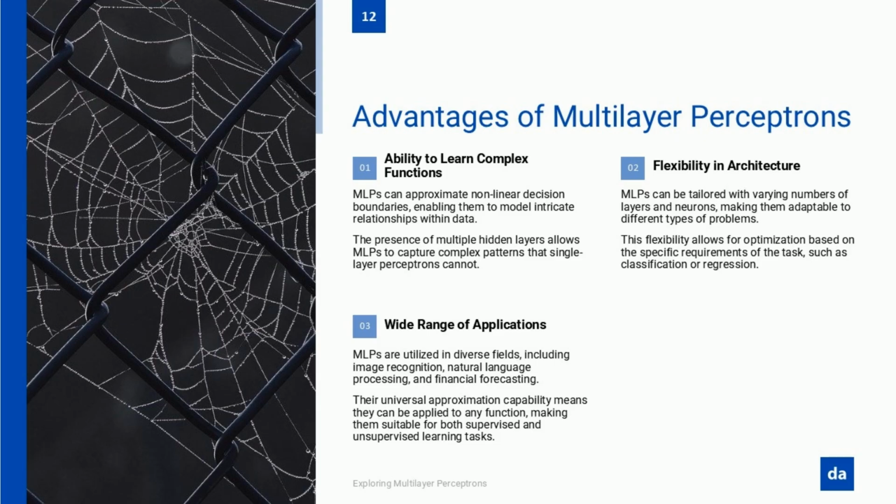And let's not forget scalability. MLPs can handle large amounts of data and improve as they receive more examples. The more data you feed them, the better they get. This is especially useful in areas like personalized recommendations, where the system continuously improves as it learns more about user behavior.